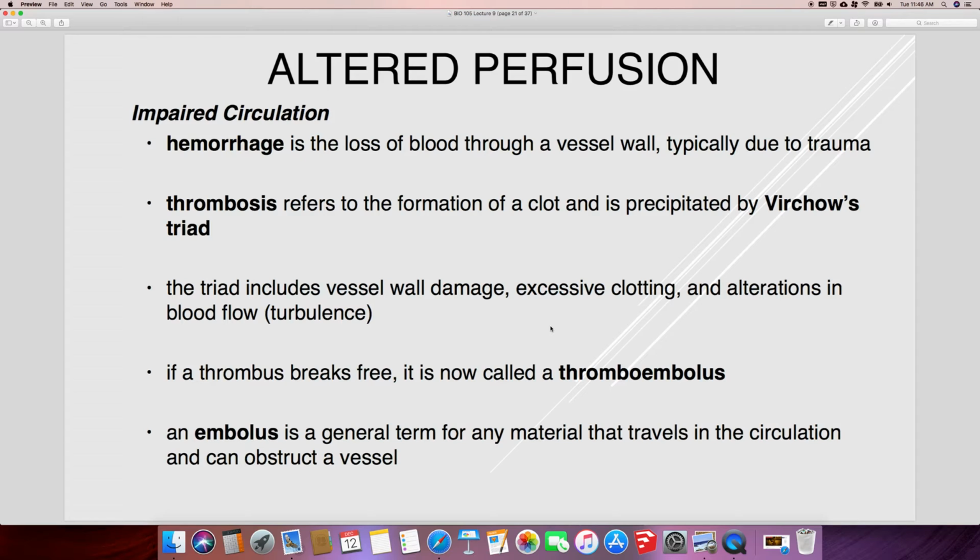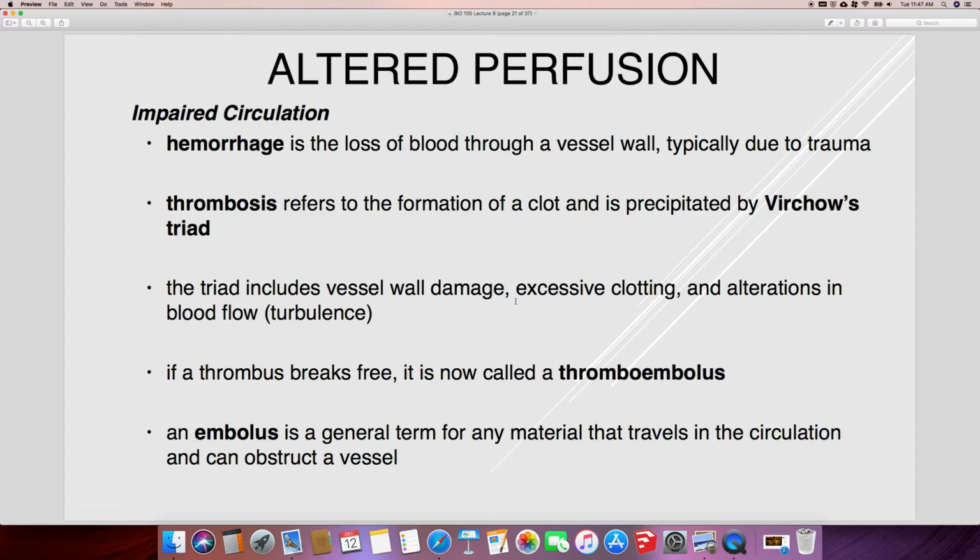This is typically due to trauma, but it can occur otherwise, like in very serious infections and things like that, you can have hemorrhage. Thrombosis, this refers to clot formation, okay? And not only clot formation, but a clot that stays in place, so a clot that's forming on a vessel wall. And thrombosis is really influenced by what's known as Virchow's triad.